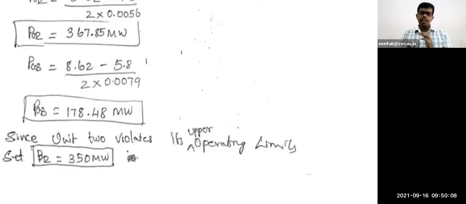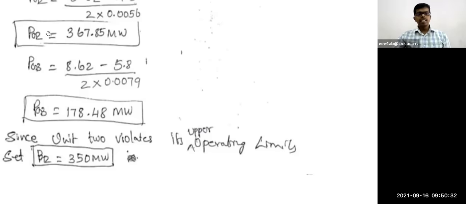Here, upper operating limits or lower operating limits are the same only. Upper operating limits is nothing but maximum operating limits, and lower operating limits is nothing but minimum operating limits. All are the same only. You can use either maximum or minimum, or upper or lower, so not at all a problem. Okay, so what we are doing is we are fixing this value because it violates its upper operating limits.